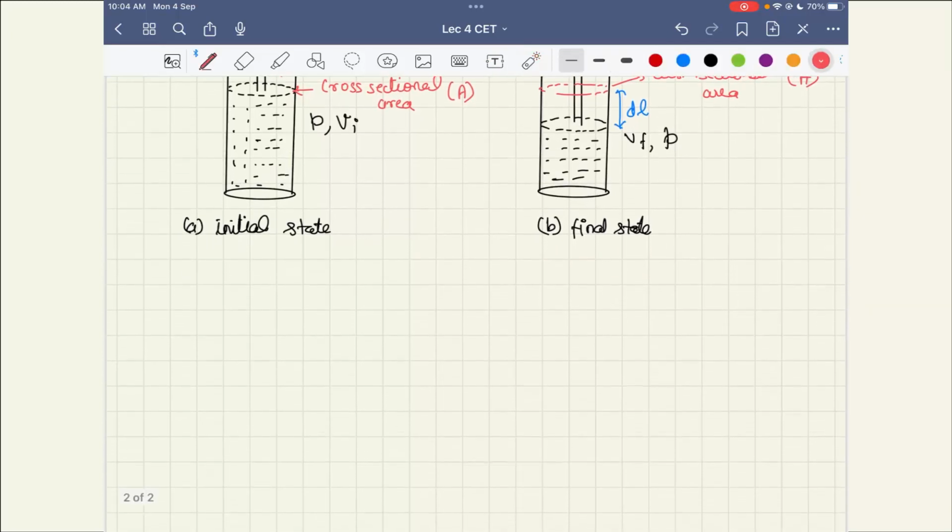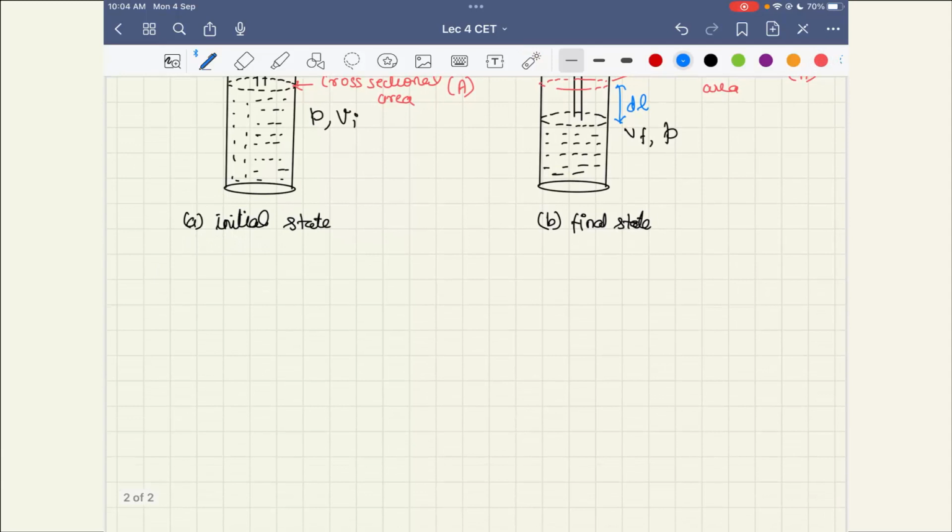So let us try to write this down first. Okay. So to understand pressure volume work, consider a system, a cylinder.